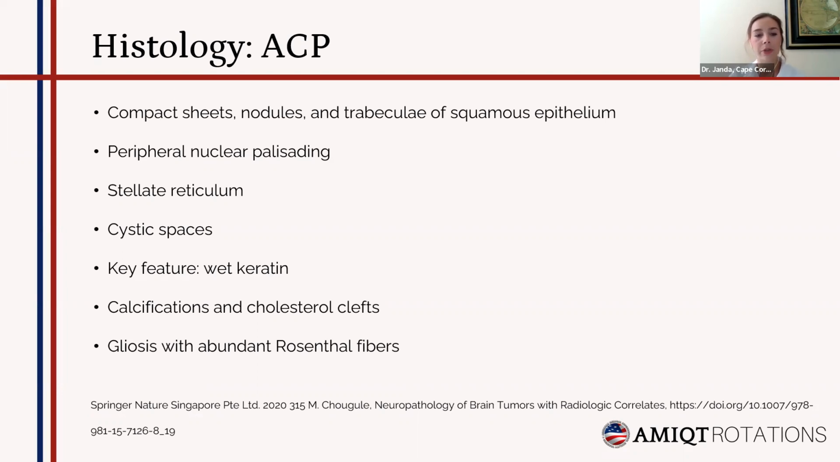And the key feature to know here is the so-called wet keratin, which is an amorphous mass of cells. It's made up of squamous cells that lack nuclei, and those can also later calcify. ACPs, like mentioned before, have infiltrative borders, and those are associated with gliosis of the surrounding tissue and also show Rosenthal fibers. This should not be mistaken for a pilocytic astrocytoma, which also commonly presents with gliosis and Rosenthal fibers.